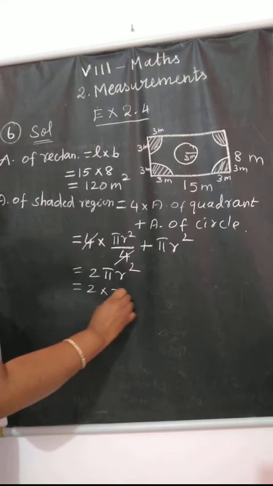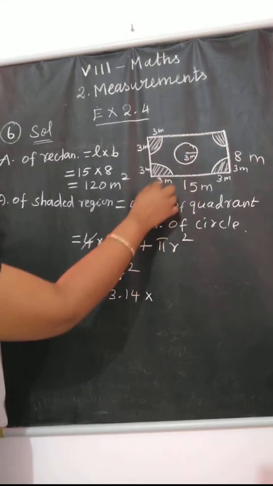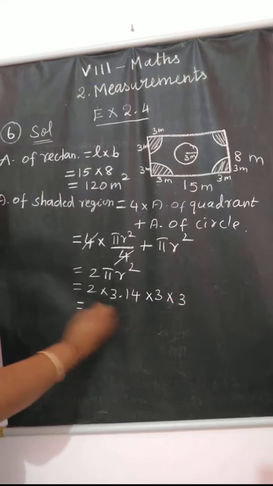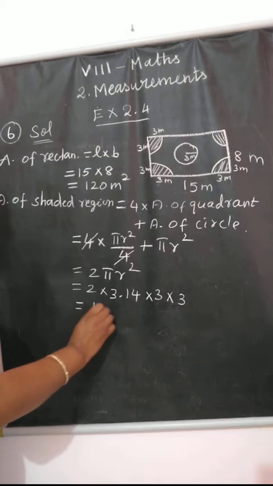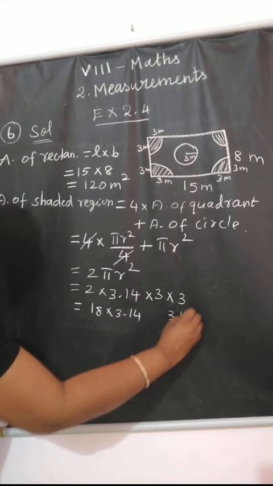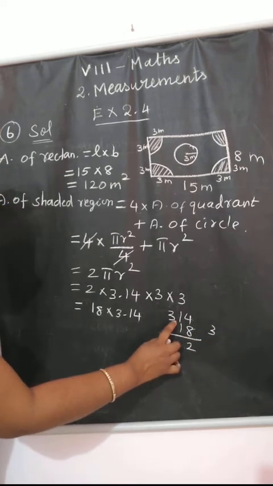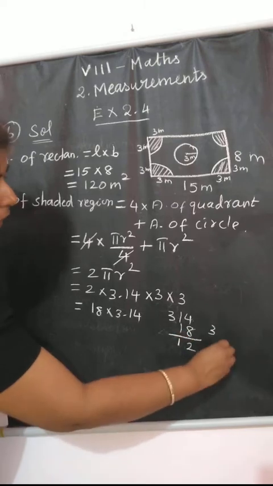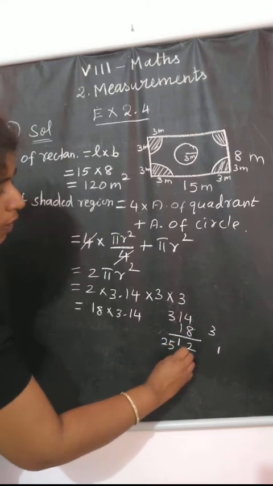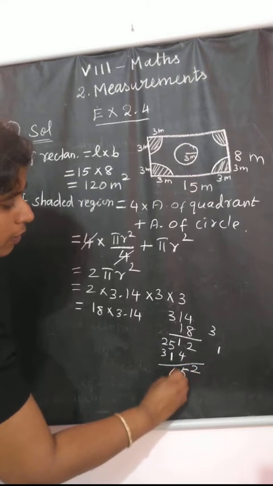2 into pi value 3.14 into r radius, this is given. So all the radius 3 meter only. So 3 into 3, we get 3 3s are 9, 9 2s are 18. 18 into 3.14. So now multiply 314 into 18. 8 4s are 32, remaining 3, 8 1s are 8, 8 plus 3, 11, balance 1, 8 3s are 24 plus 1, 25. 4 1s are 4, 1 into 1, 1, 3 1s are 3. So 2, 5, 6, 5.